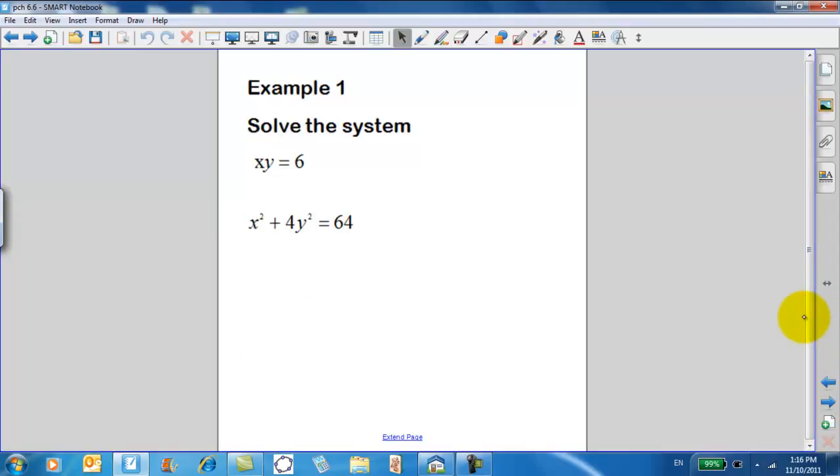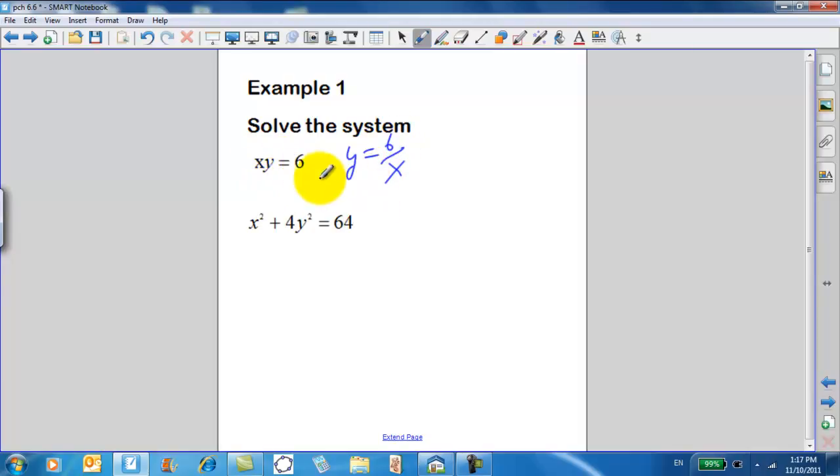xy equals 6 and x squared plus 4y squared equals 64. This is a good candidate for solving by substitution. And also, before I get into all the algebra, I'd like to see if there is even going to be a solution. This first one is kind of strange because it's basically a hyperbola, but it's not in our typical horizontal or vertical form.